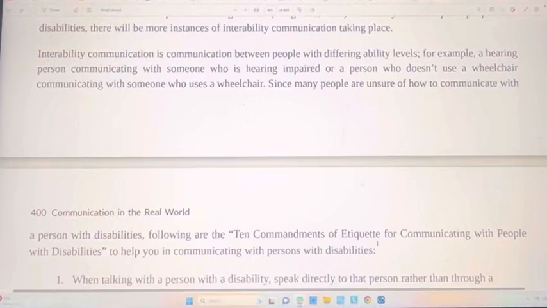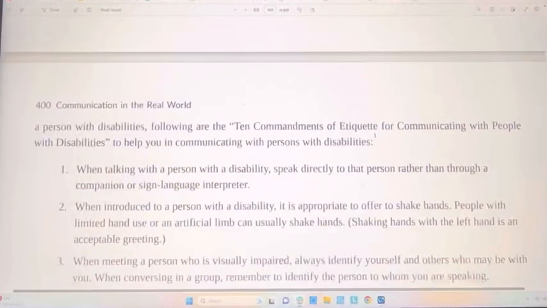Since many people are unsure of how to communicate with a person with disabilities, following are the 10 commandments of etiquette for communicating with people with disabilities to help you in communicating with persons with disabilities.